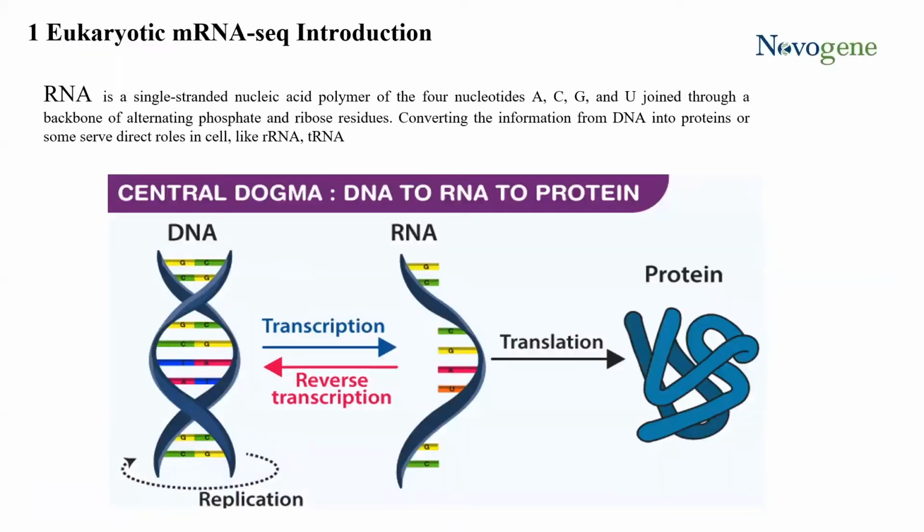As we all know, RNA is a single-stranded nucleic acid polymer of 4 nucleotides, adenine, cytosine, guanine, and uracil, joined through a backbone of alternating phosphate and ribose residues, converting the information from DNA into proteins, or some serve direct roles in cells, like ribosomal RNA and transfer RNA.